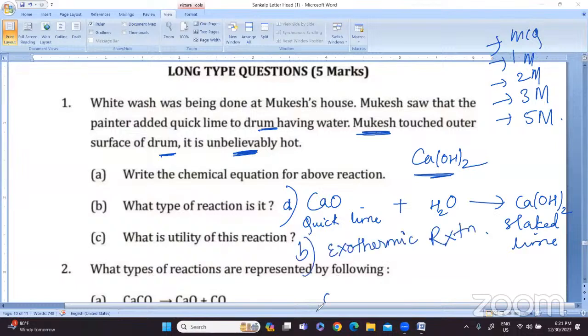Now, the utility of this reaction, students. Where are we using this calcium hydroxide? It is used in whitewashing of houses. So for the reaction, 2 marks, then for the exothermic reaction, and for the reason. Like this, you will get a 5 marks question. Whitewash is nothing but slaked lime. Fine, moving further, next question.